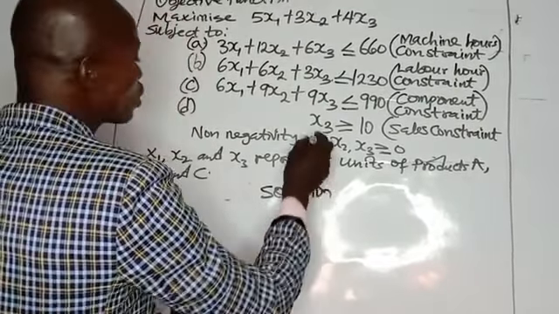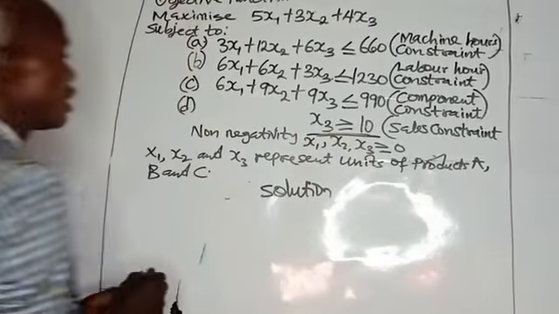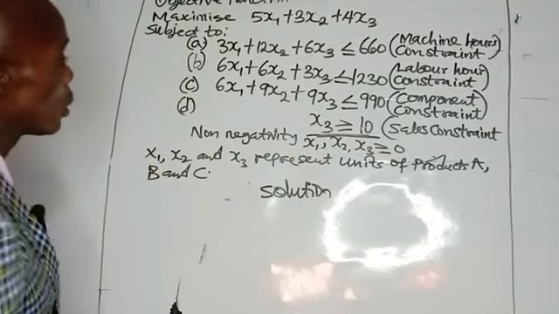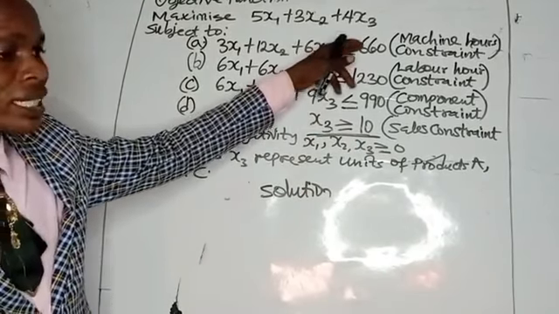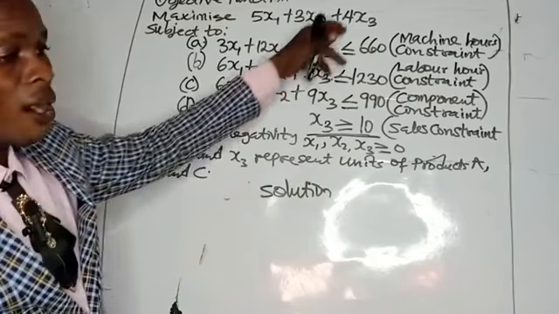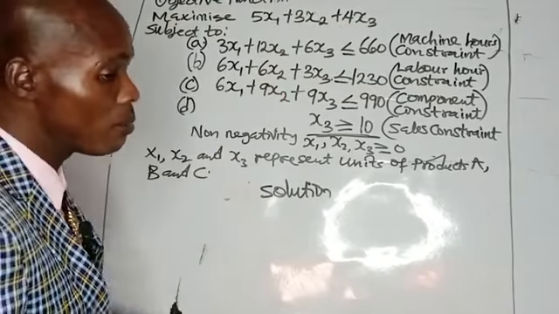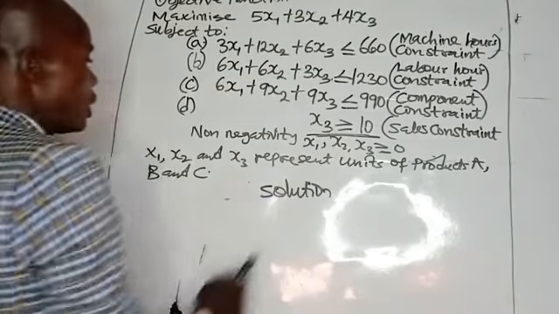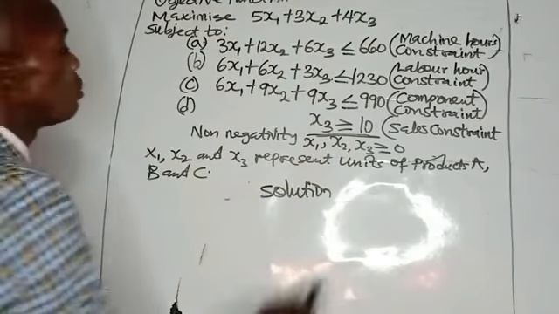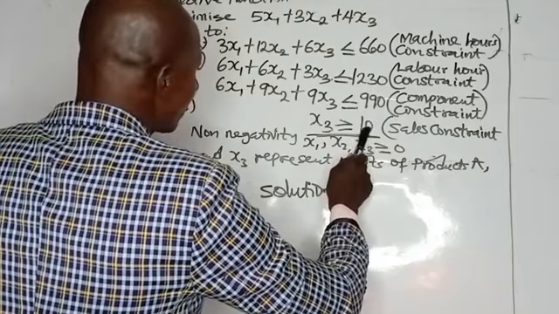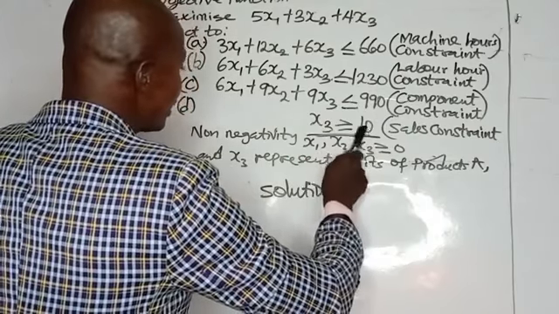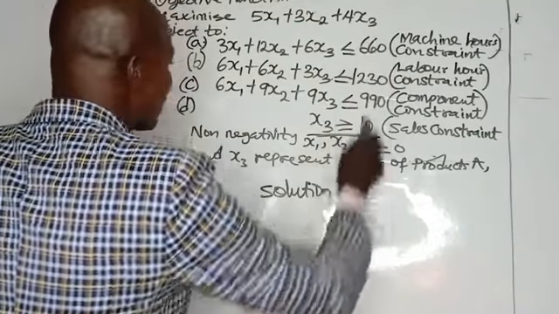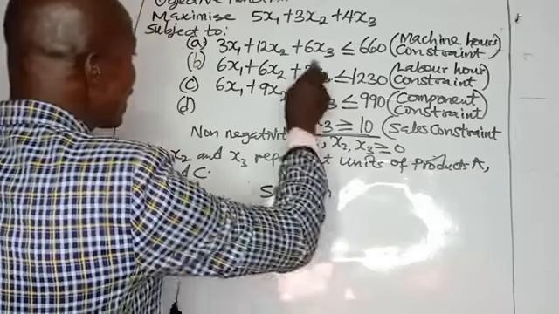The only special constraint we have is constraint D, which is S3 greater than or equal to 10. So the first thing is to reduce the capacity of the constraint by the amount of units required to make the special constraint. Note the units required to make constraint x3 is 10.